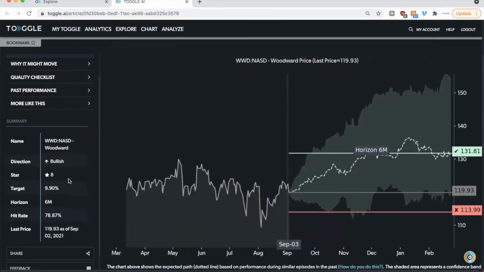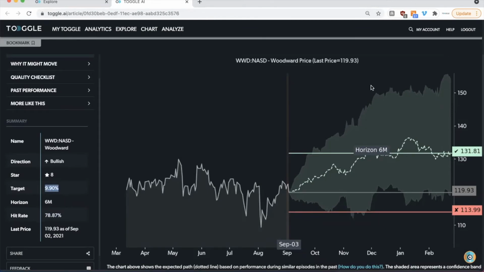Then looking at the summary on the left, you can see that the asset being talked about here is Woodward, traded on the NASDAQ. This is a bullish insight, received 8 stars, with a 9.9% target return over the next 6 months. And in the last 37 times that Toggle analyzed this occurring, about 79% of the time we saw about a 9.9% return over the next 6 months.